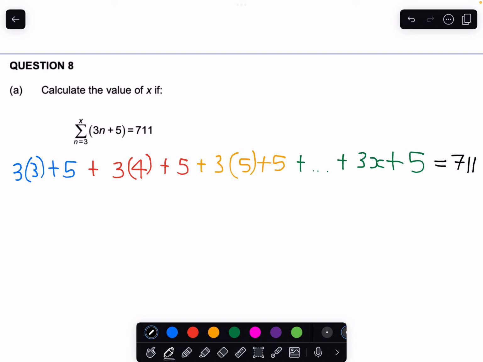Okay, so let's just simplify each of these. 3 times 3 plus 5 is 9 plus 5, which is 14, and then 12 plus 5 is 17, 15 plus 5 is 20, and so it goes until 3x plus 5, and that gives us 711.